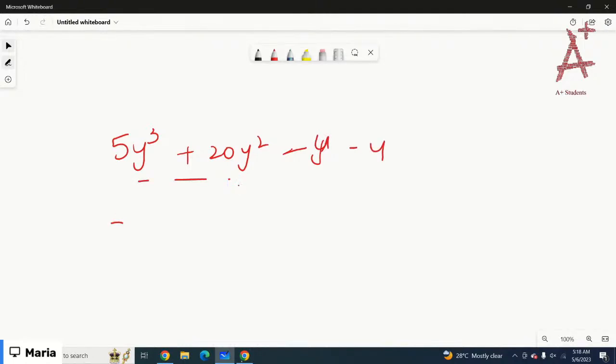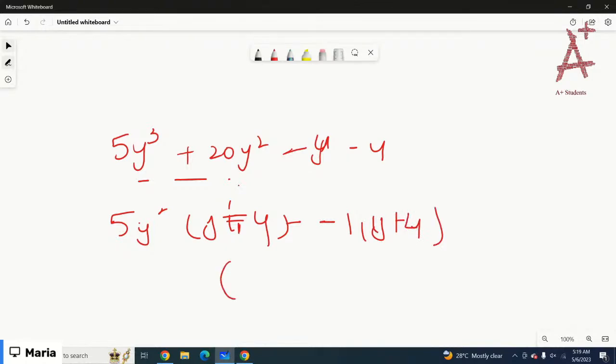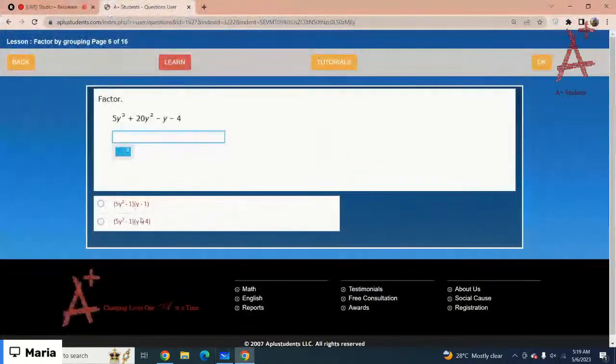Okay, so from here we're going to take common 5y squared. So you are left with y plus 4. 5 times 4 is 20, so you are left with y plus 4. So from here you can take common minus 1 and you are left with y plus 4. So that means the factors are y plus 4 and 5y squared minus 1.